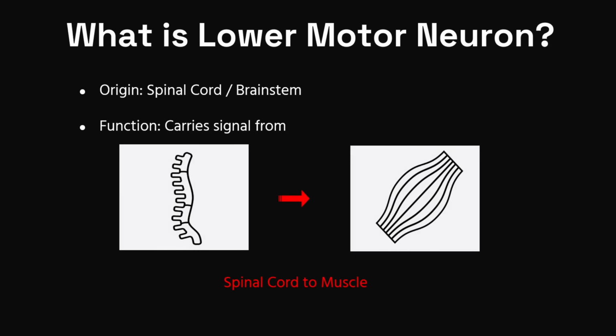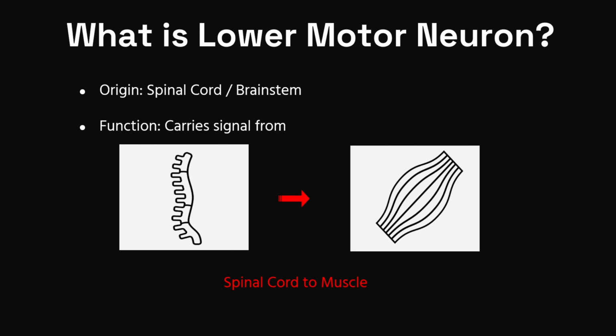Now let's talk about the lower motor neuron. The lower motor neuron begins in the spinal cord or brainstem. This neuron receives instruction from the upper motor neuron, then it directly connects to the skeletal muscle. So if the upper motor neuron is the officer giving orders, the lower motor neuron is the worker actually performing the tasks. Without the lower motor neuron, the muscle can never receive the command.